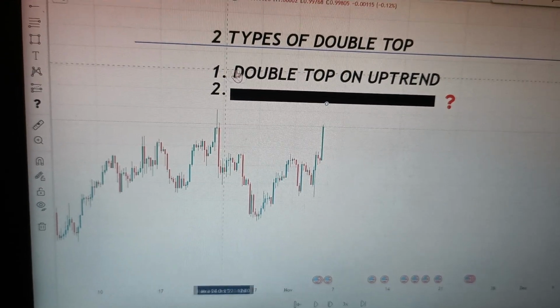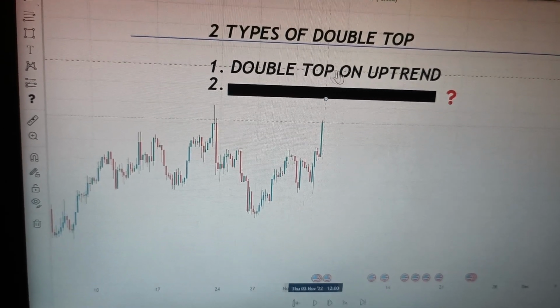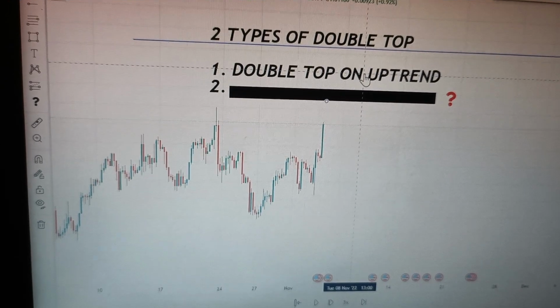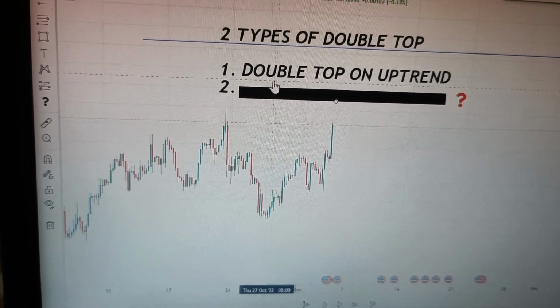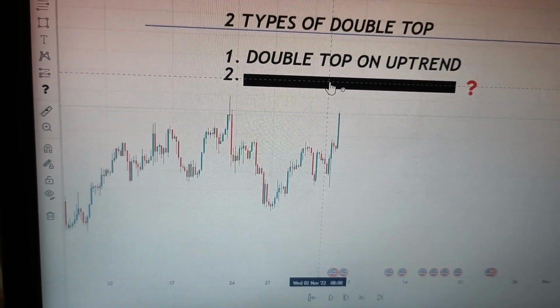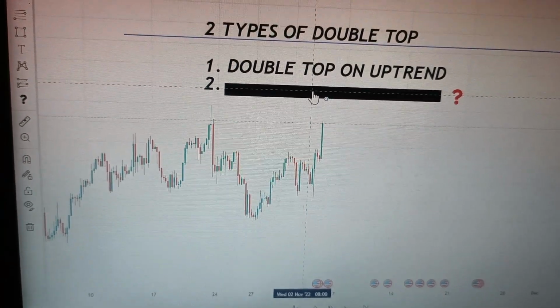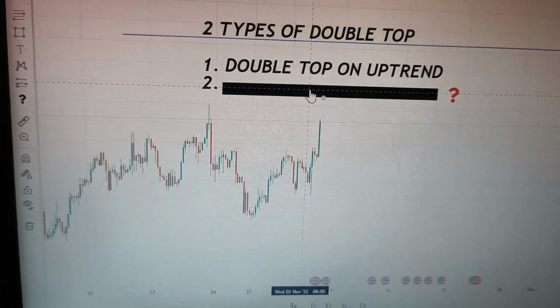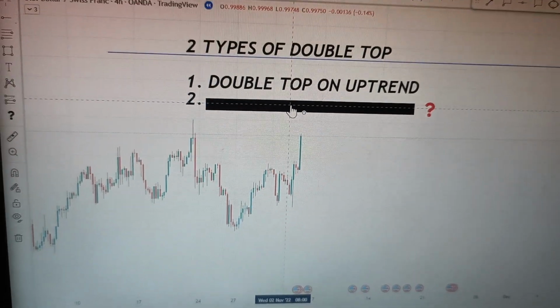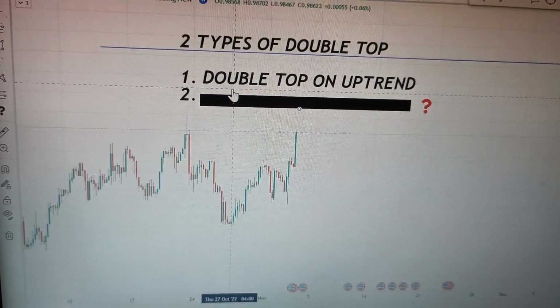So the first double top is a double top that happens on an uptrend. In the next video, I'll be doing the second double top because I don't want to make this video very long. I want to make this video very short and straight to the point. So there are two types of double top. The first one is double top on an uptrend.